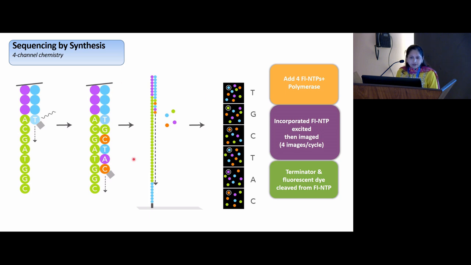So now, what is sequencing by synthesis? In each cycle there are 4 different fluorescently tagged dNTPs added with the help of DNA polymerase. The incorporated fluorescently tagged dNTPs will get excited, and then 4 images per cycle are taken, and using image analysis software the sequencer can find out which nucleotide is being added in the growing chain of the DNA.